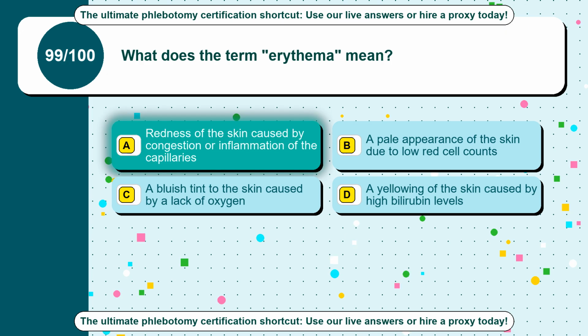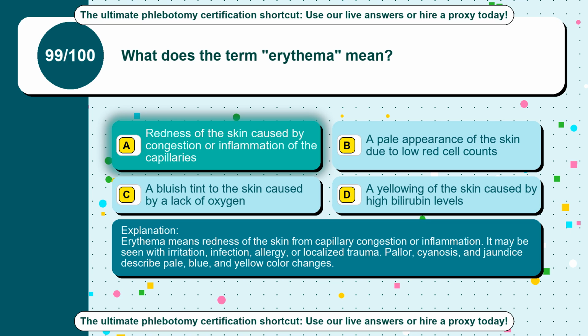Redness of the skin caused by congestion or inflammation of the capillaries. Erythema means redness of the skin from capillary congestion or inflammation. It may be seen with irritation, infection, allergy, or localized trauma. Pallor, cyanosis, and jaundice describe pale, blue, and yellow color changes.